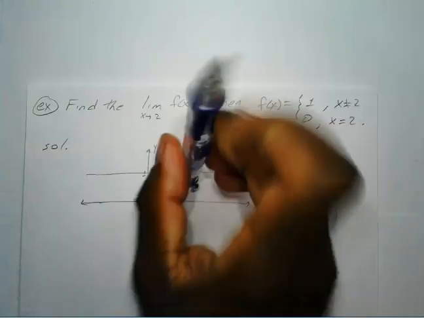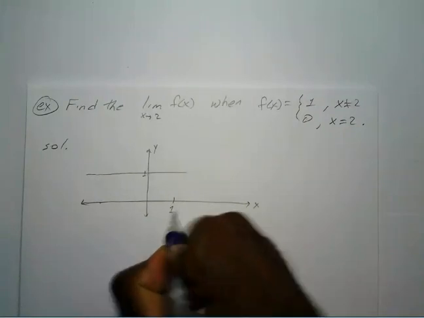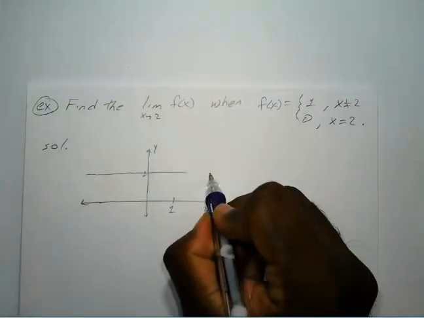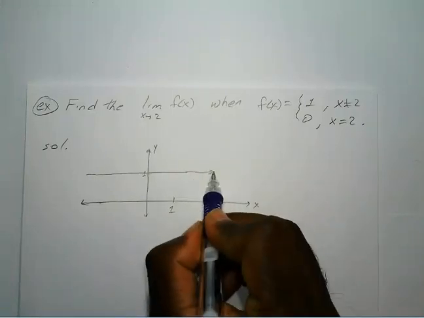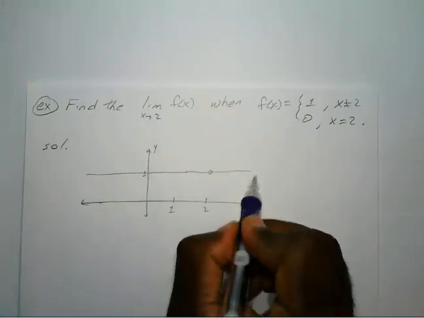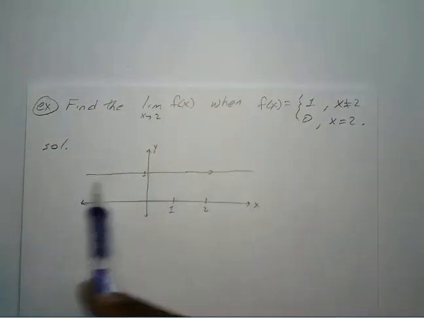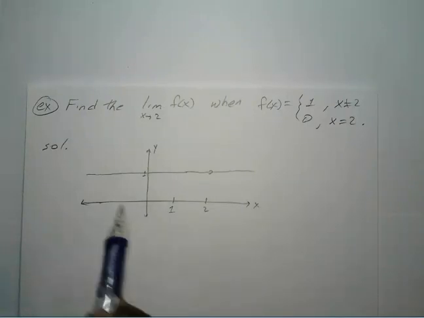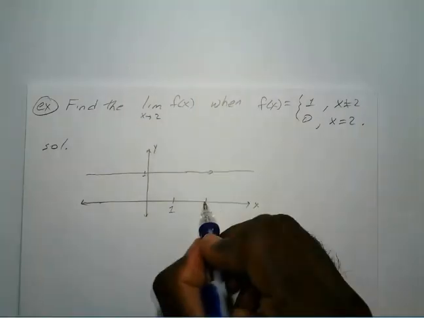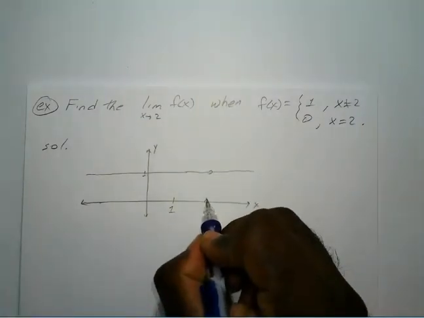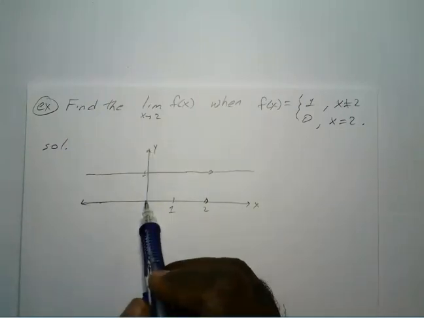I'm going to bubble in, say, x equal 1, x equals 2. Remember that it's only equal to 1 when x is not equal to 2. So when it gets to 2, it's kind of an open circle. So this is your f of x equal 1, or your y equals 1. Your f of x is equal to 0 when x is equal to 2. So that means that's your x equals 2, and your y is equal to 0. Okay?